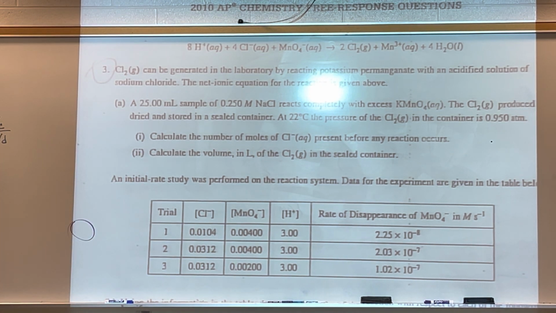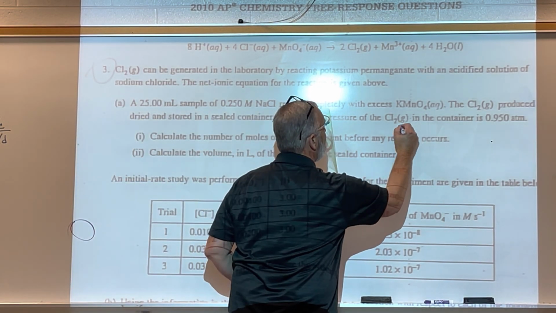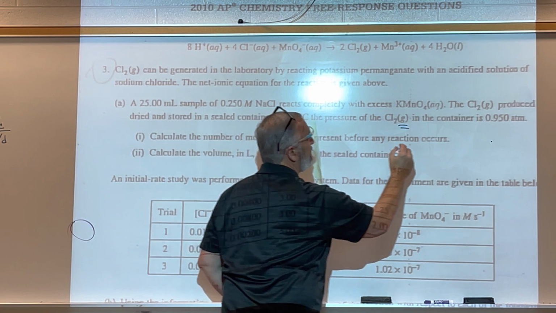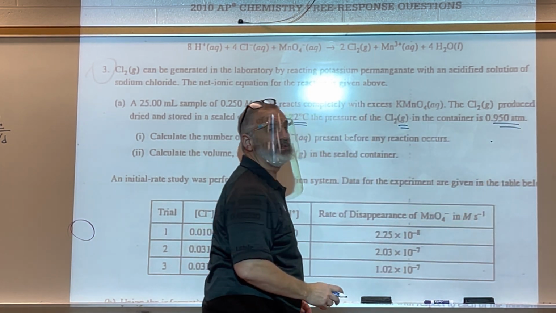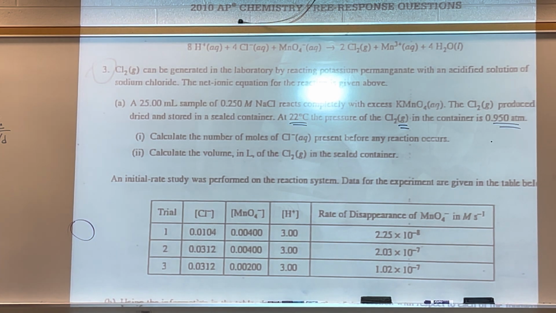All right. So the net ionic equation given above, a 25 mL sample of 0.25 molar NaCl reacts completely with excess permanganate. The chlorine produced, dried, and stored and sealed at 22 degrees, the pressure of the chlorine is 0.95 atmospheres. So I have chlorine gas. I have a temperature. I have a pressure. What has to be coming to your brain? PV equals nRT, okay?